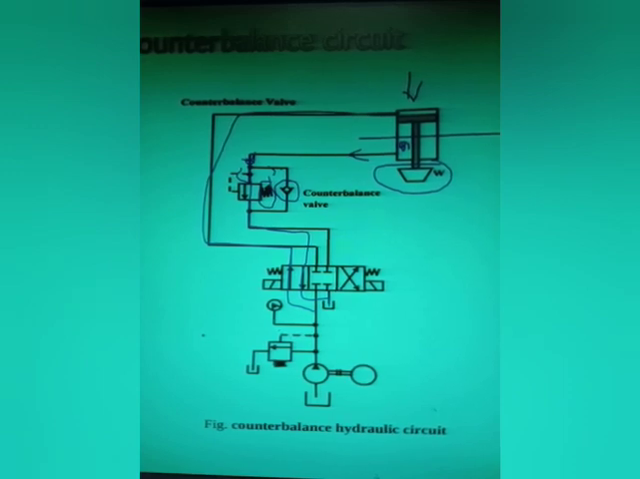So this is known as the counterbalance hydraulic circuit. I hope you understand the counterbalance hydraulic circuit.